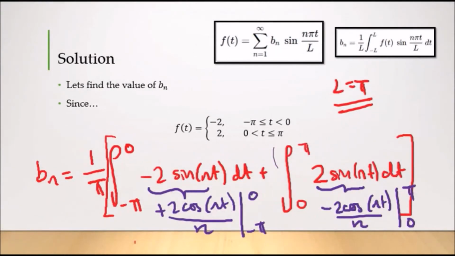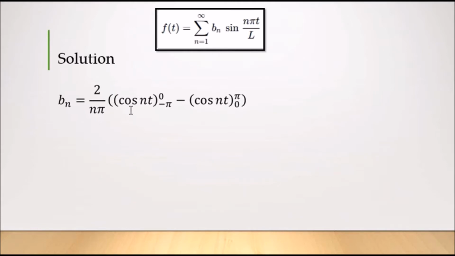At this stage, one thing you want to quickly simplify is to notice that everything is over 2n. We have 2n on this side and 2n on this side, so we could just push it to the front. Once we have that, we should have something like this: 2 over n pi, and then inside we just have cos nt and cos nt with the limits 0 to negative pi and pi to 0. Now let's go ahead and evaluate each term.